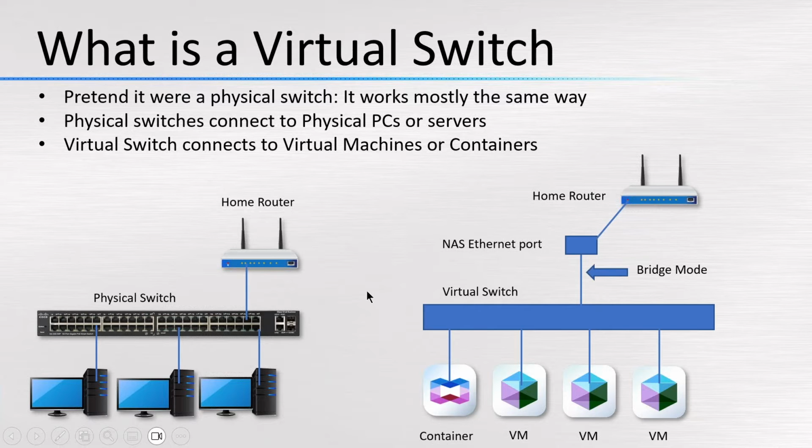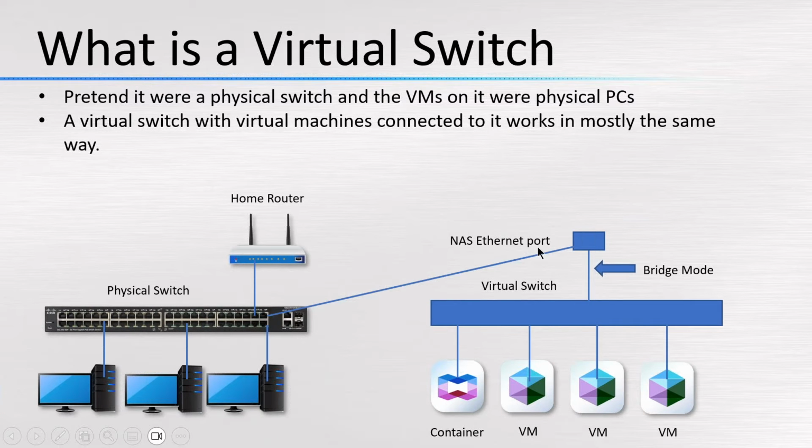And a virtual switch is really not very different. But some of the main differences are that physical switches connect to physical devices, while virtual switches connect to virtual devices, containers, and VMs. One other difference is that virtual switches don't have a physical Ethernet port. To get the virtual switch connected to your router, you need to connect the virtual switch to your NAS Ethernet port and then connect that Ethernet port to the router. So the one main difference here is this extra step of virtual switch to NAS Ethernet port to router, whereas a physical switch goes directly to the router. But aside from that, it works essentially the same way.